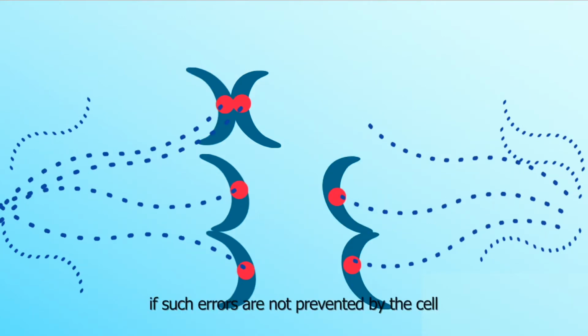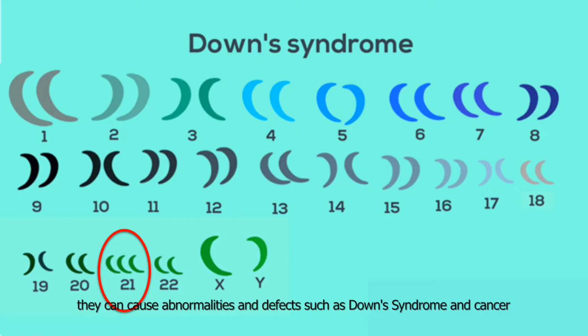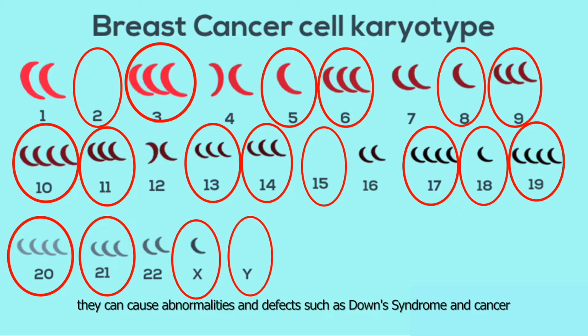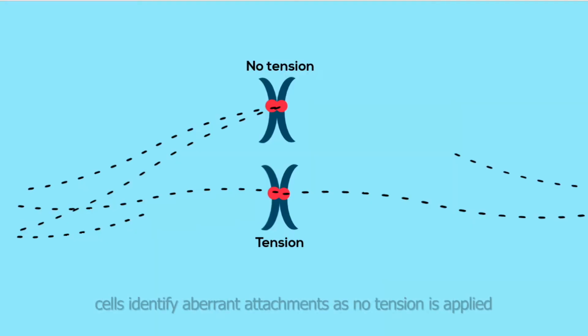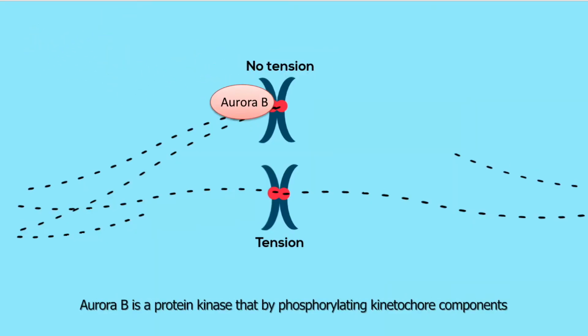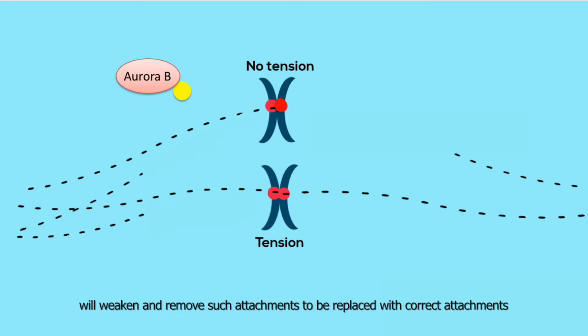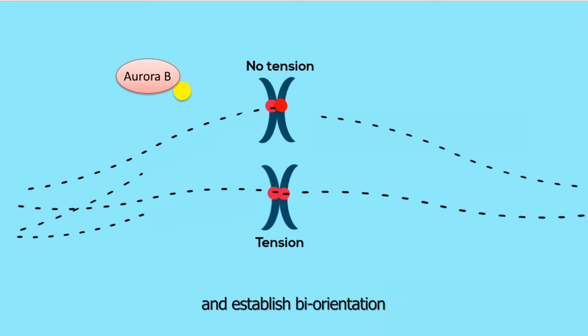If such errors are not prevented by the cell, they can cause abnormalities and defects such as Down syndrome and cancer. Cells identify aberrant attachments as no tension is applied. Aurora B is a protein kinase that, by phosphorylating kinetochore components, will weaken and remove such attachments to be replaced with correct attachments and established biorientation.